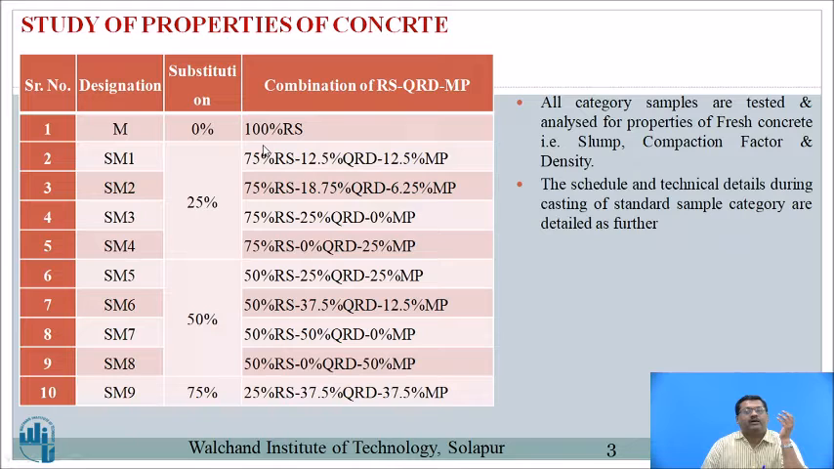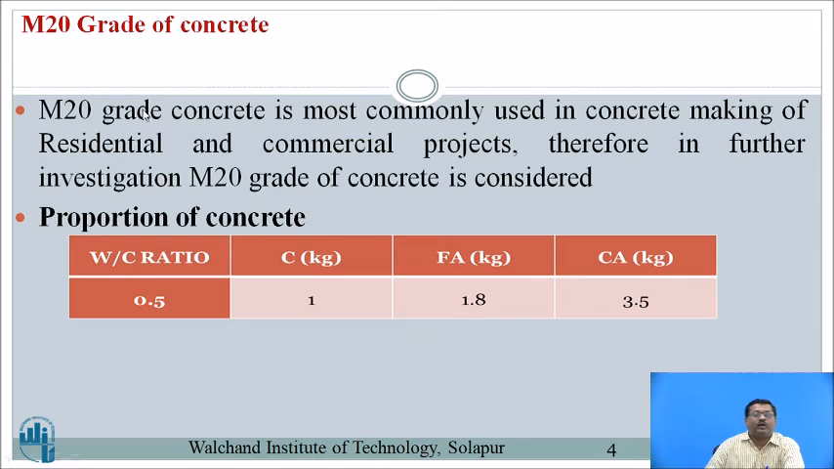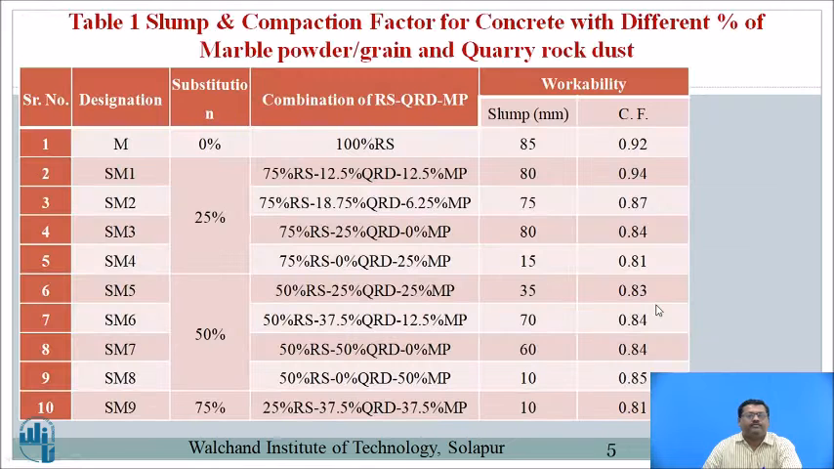And all category samples are tested and analyzed for the properties of fresh concrete, and the slump, compaction factor, density and the compressive strength and flexural strengths are tested, and these are compared, and the study has been made. Now this is carried out on M20 grade of the concrete. Because M20 grade of the concrete is a nominal grade which is used in all types of residential commercial projects in nearby our area, basically only maximum M20 grade of concrete is generally used, and the proportion which is carried out in the laboratory: water cement ratio 0.5, fine aggregate 1.8 and coarse aggregate 3.5.